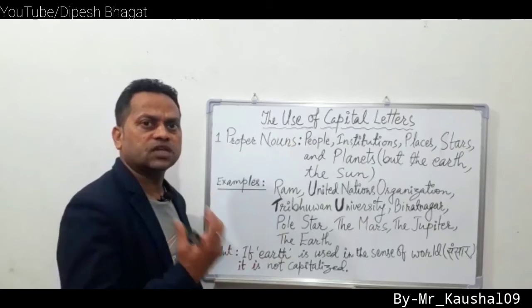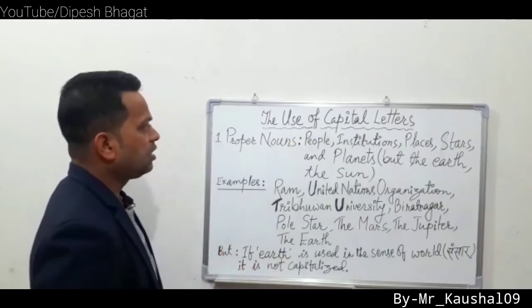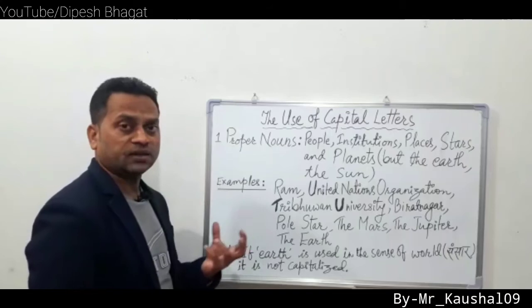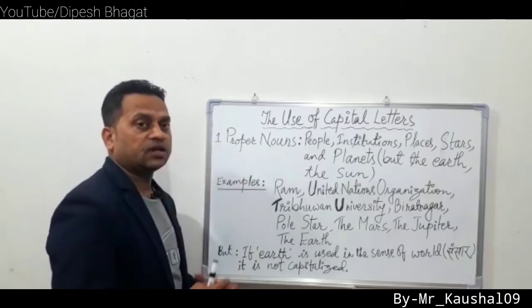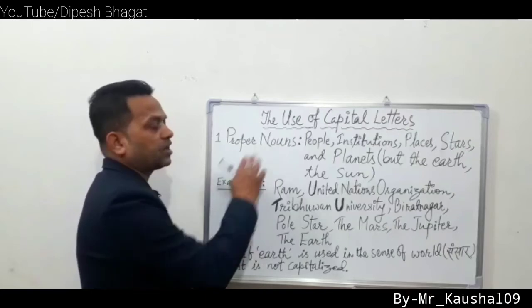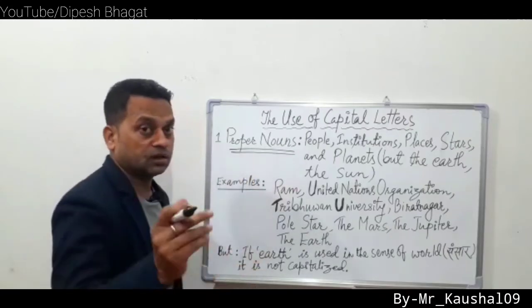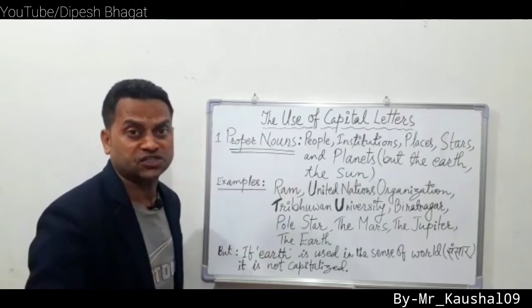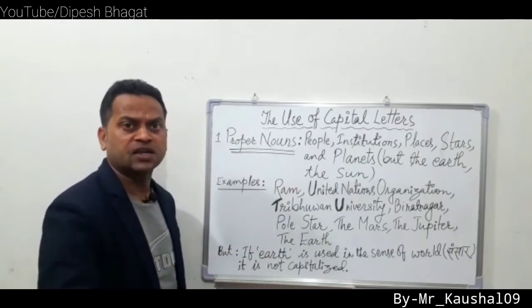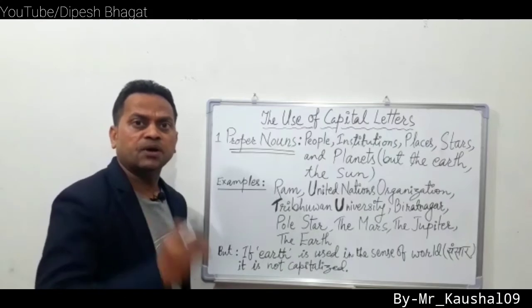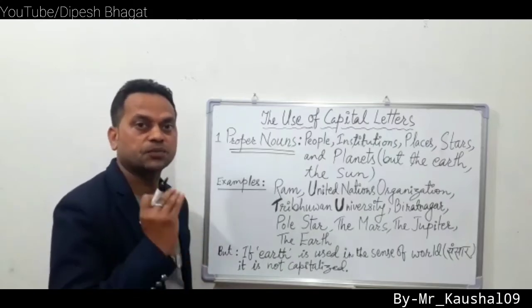Now, where do we use capital letters? When we use capital letters, students often have confusion. So, let me clearly describe. First, capital letters are used before proper nouns. Proper nouns. What are proper nouns? Names of a particular person, place, animal, thing, institution, planets, anything else. Name of a particular person, place, animal, thing, or anything else, that is a proper noun.